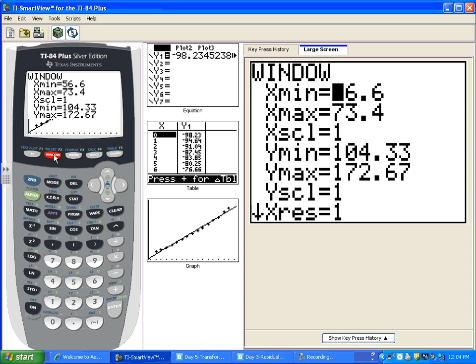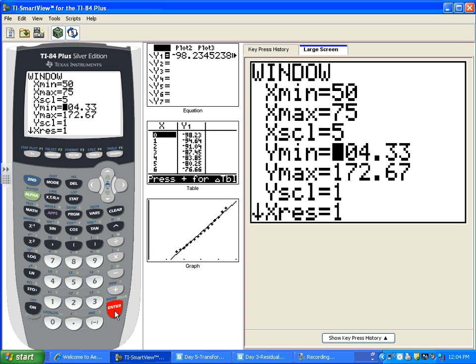Line looks really good. I'm going to readjust my window. I'll go from 50 to 75, and I'll scale it by 5s. Y min, I'm going to make that 100. Y max, I'm going to make that 180. I'm going to scale that by 10s.